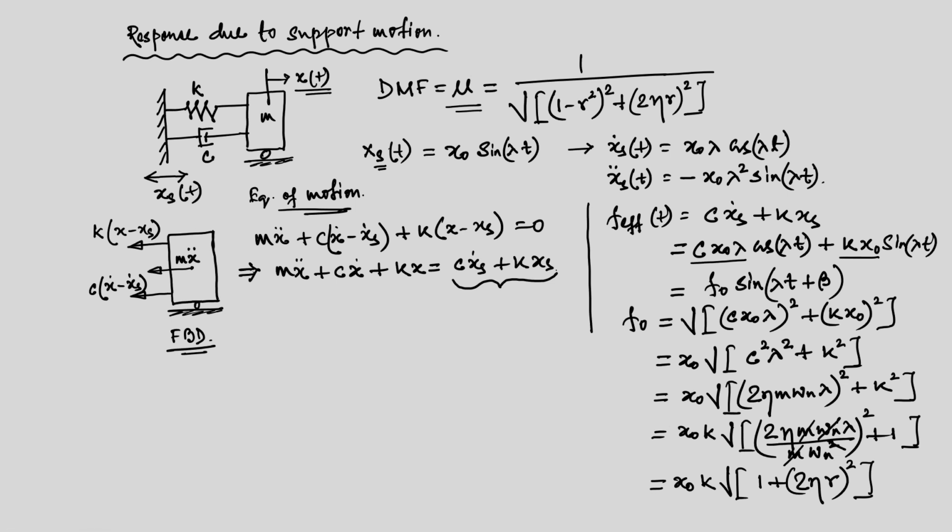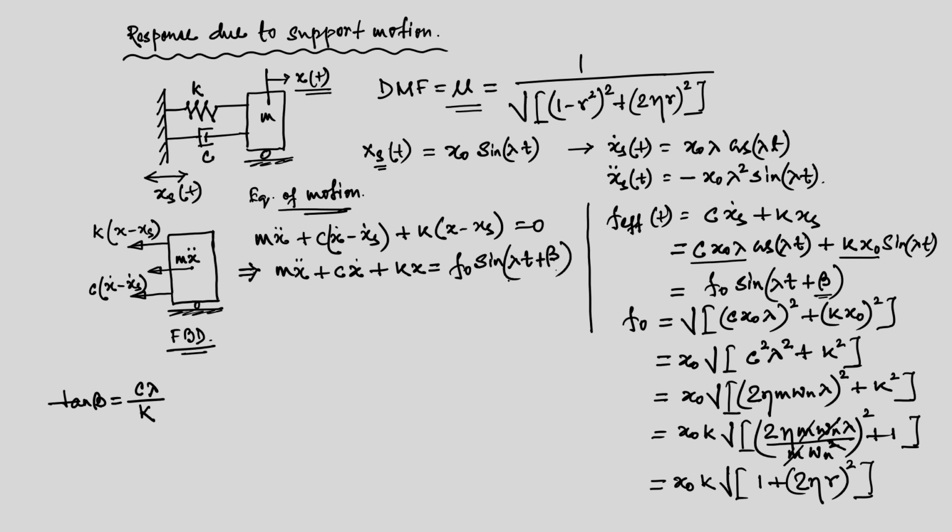Now, similarly, you can write the expression for beta. So, tan beta will be equal to c lambda divided by k. Now, once we find the effective force, in place of this we can now write f naught sin of lambda t plus beta.